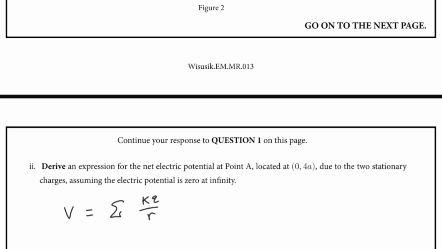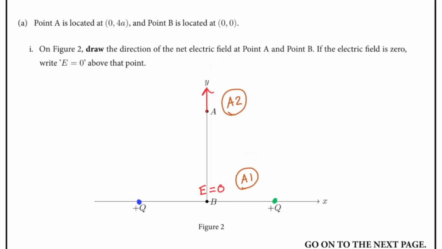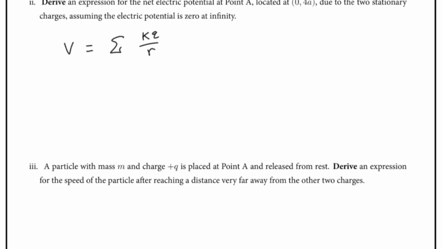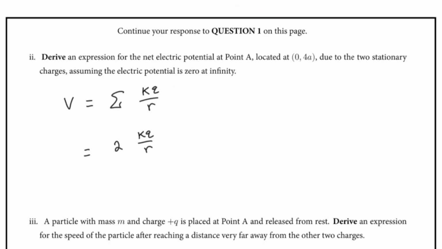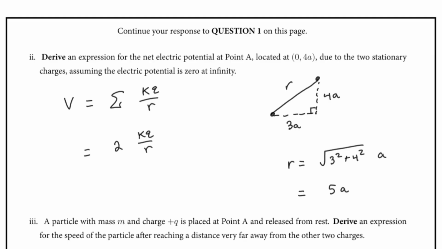So we're summing up the kQ over r's. And by symmetry, we can see the r's are going to be the same. So we just have two upwards pushes, because we get a hill from both of the plus Q's. Now we just have to figure out how far away they are. We can do some coordinate math for this. It was given that they are 3a away on the x-axis and 4a away on the y. Oh, that's suspicious. So r is just the Pythagorean distance, the square root of 3 squared plus 4 squared times a, which is of course 5a. This is our 3, 4, 5 triangle.